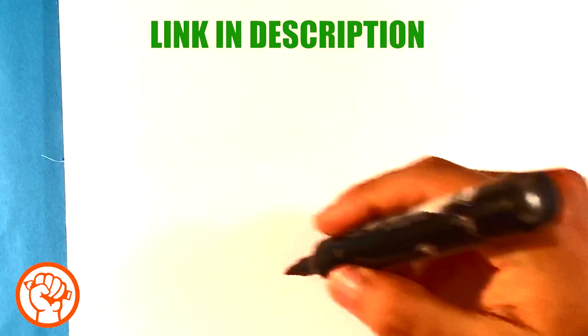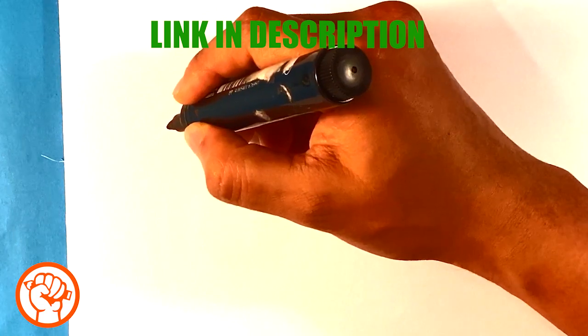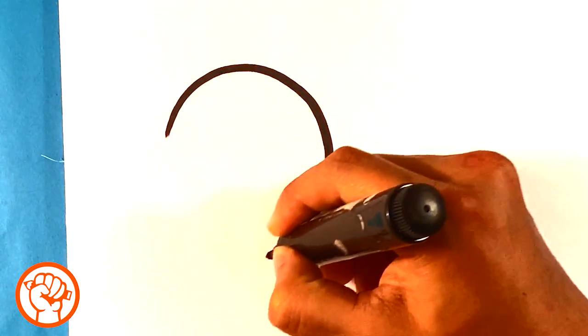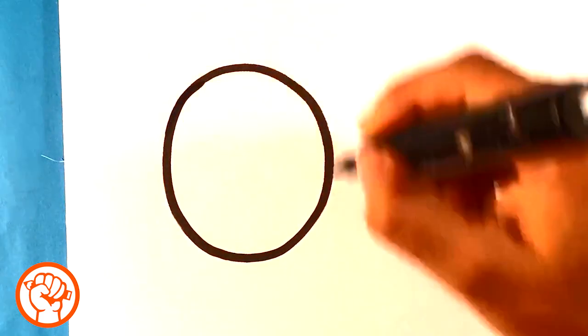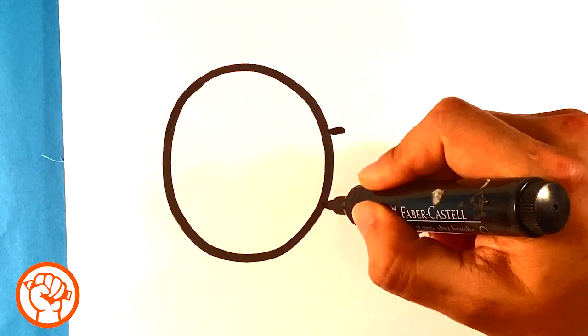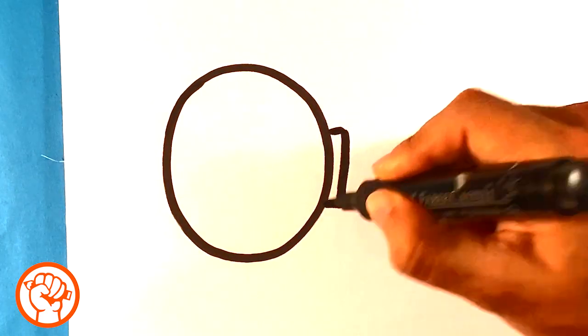Let's get started. First thing I'm going to do is draw just a circle here, a complete circle if you can. Alrighty, complete circle. I'm going to draw the back end right here, and I'm just going to pull these two lines out and then connect those.